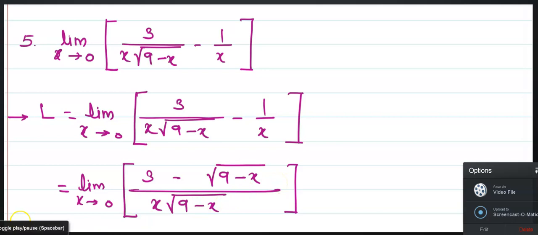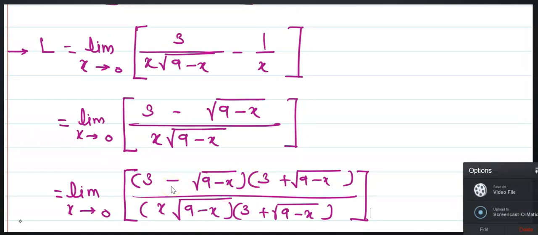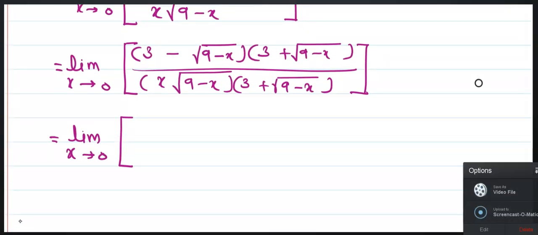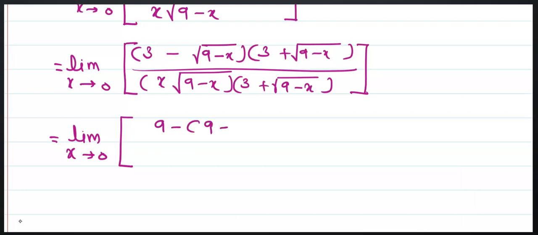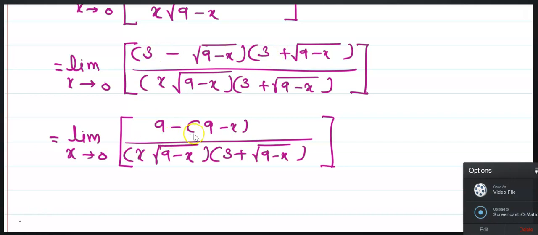Now see the next step. We multiply by the conjugate of 3 minus root of 9 minus x, which is 3 plus root of 9 minus x, and again multiply the denominator by 3 plus root of 9 minus x. See this here: 3 squared minus (9 minus x) upon x root of 9 minus x into, in the second bracket, 3 plus root of 9 minus x.